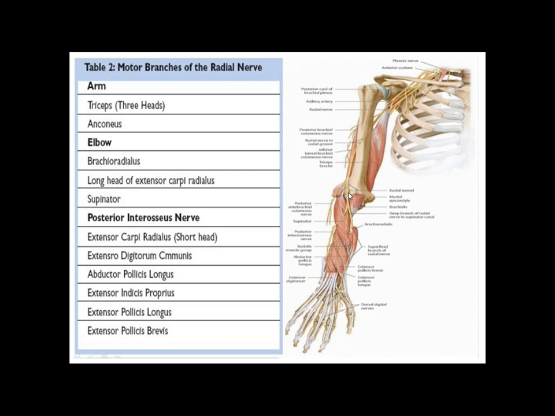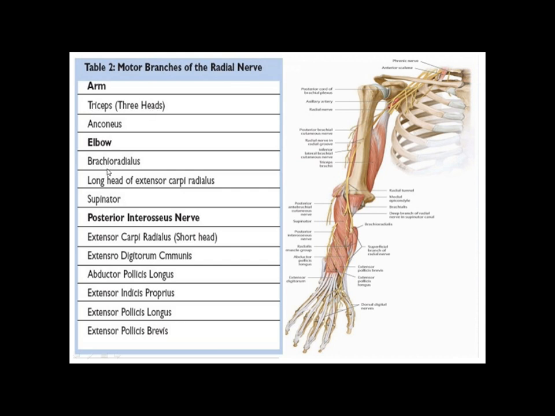And the radial nerve is a complex nerve. It innervates muscles, so it has motor supply, and it also has sensory innervation. Here is a list of muscles that it supplies. We don't have to memorize all of the muscles, just a few important ones. In the arm, the main extensor, the major part, is the triceps muscle. Triceps because it has 3 heads. So we have to remember that the triceps is supplied by the radial nerve.